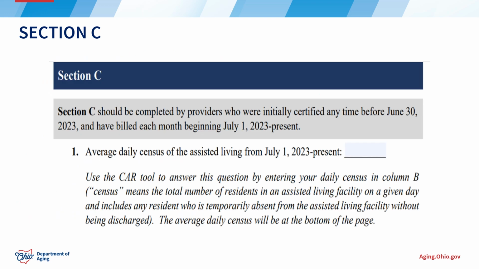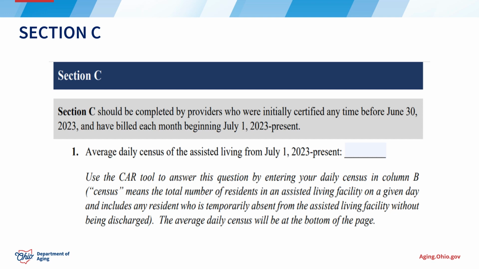If you completed section B, then you do not complete section C on the attestation form. Section C is for providers who were initially certified any time before June 30th, 2023, but it is also for providers who have billed each month from July 1st, 2023 to present. Again, if you're not sure which section you are to complete, feel free to email me.